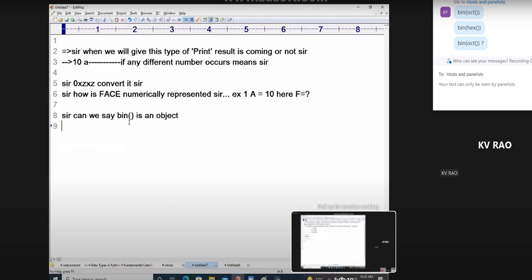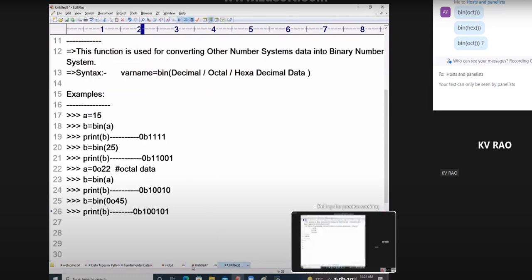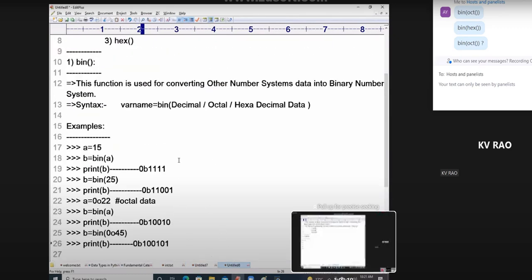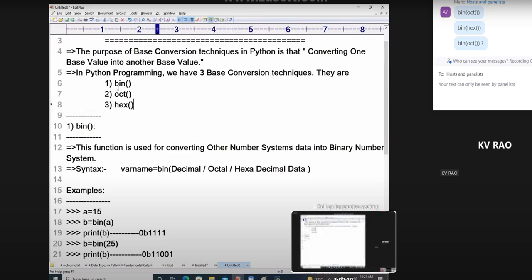You see this, sir? Can we say bin of is an object? Is it an object, my dear students? Rushi, please. This is called a function. I told you already in the class. It is called a function, a predefined function we can call. Just now I told you, type is a function, print is a function. Like that I told already.